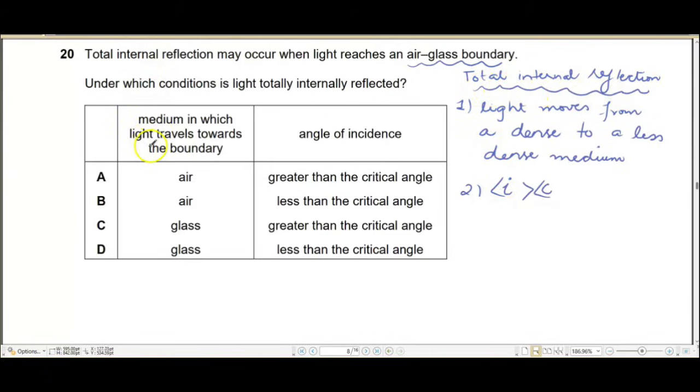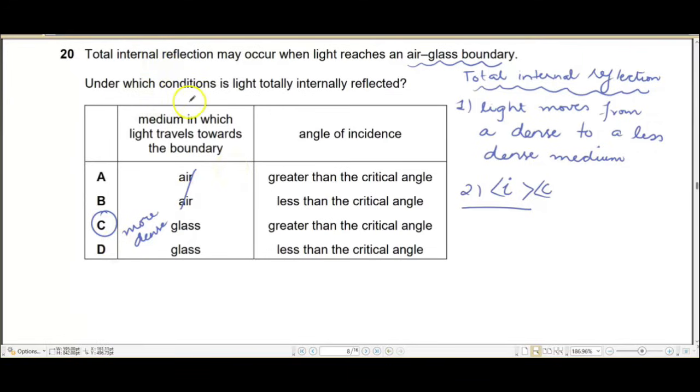So now let's go through our options. Medium in which light travels towards the boundary: it should be glass, because glass is more dense than air. Air can't be the option in any case, so glass is the option over here. And angle of incidence should be greater than the critical angle for total internal reflection to occur. So C is going to be our correct option.